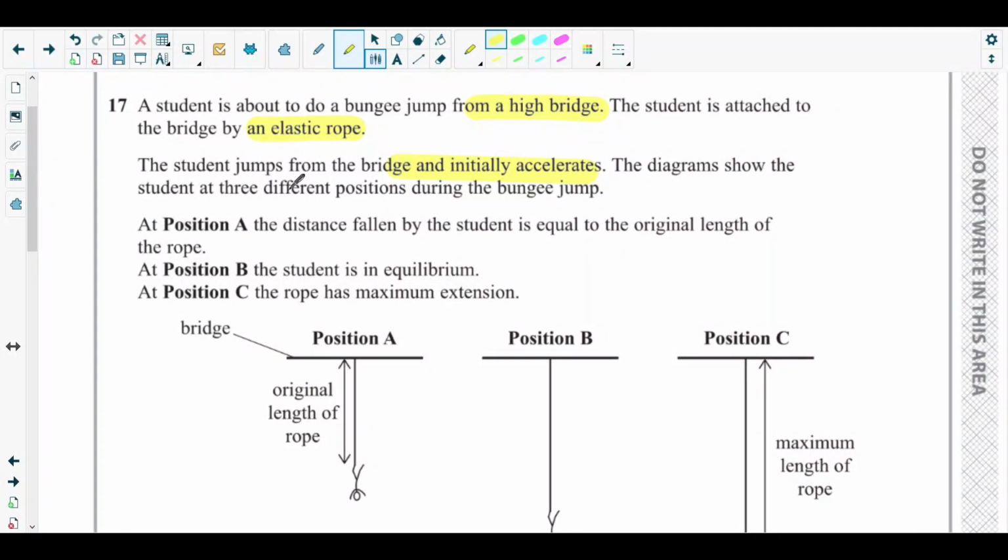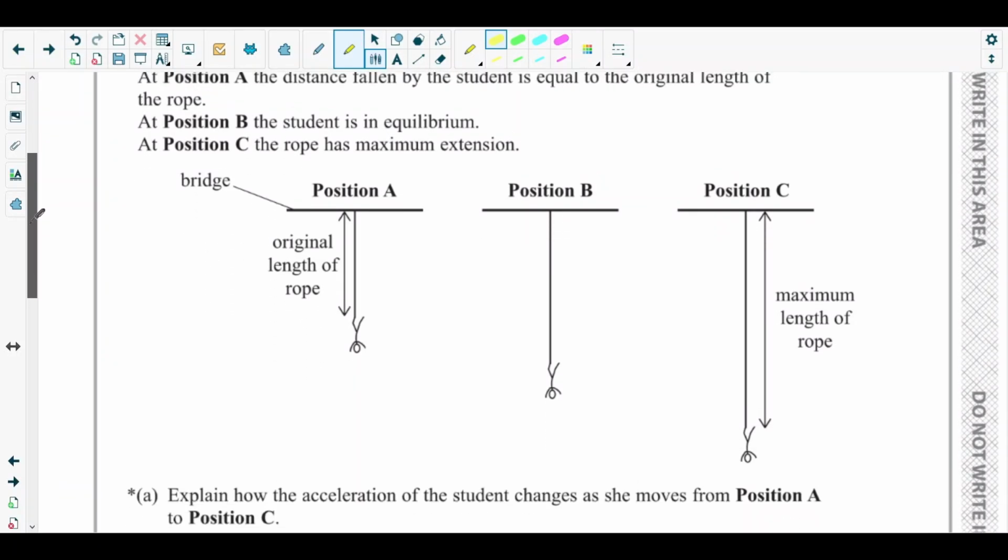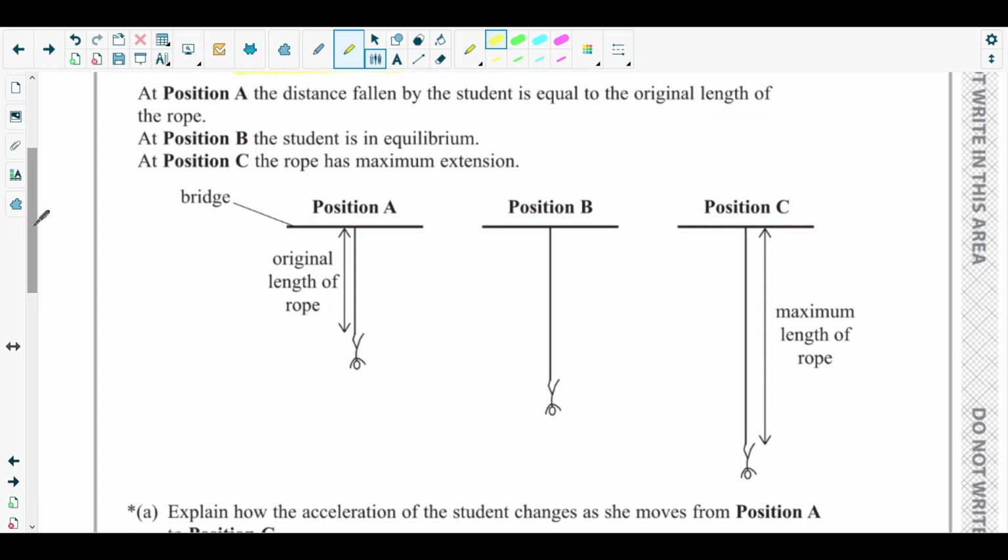The diagrams show the student at three different positions during the bungee jump. You can see a figure. It shows three positions of the student. At position A, the distance fallen by the student is equal to the original length of the rope. At position B, the student is in equilibrium. And at last, at position C, the rope has maximum extension. That means at position C, the rope has been extended to its maximum possible length.